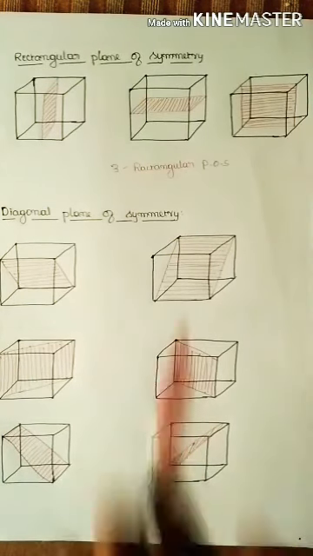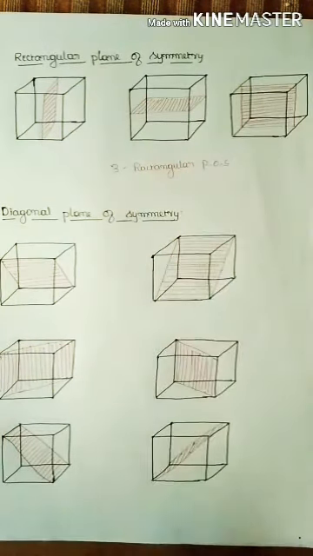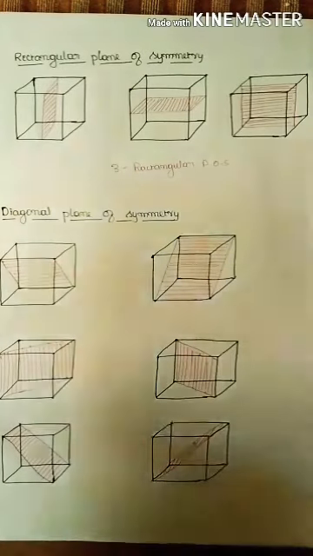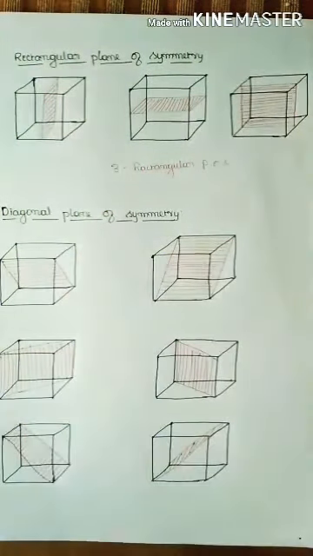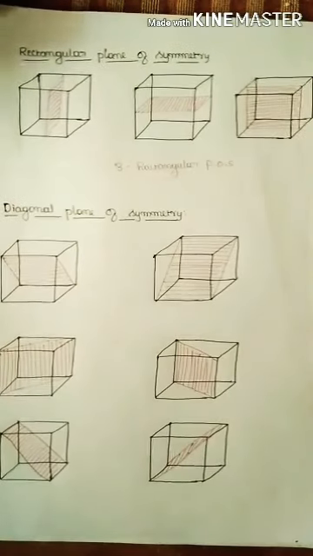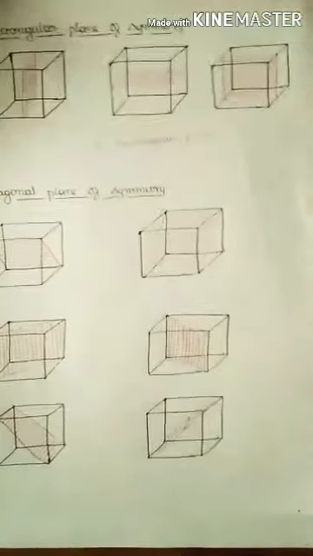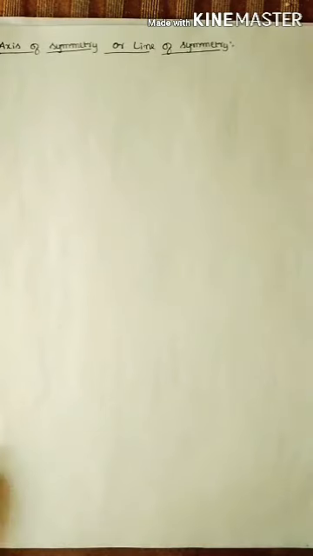So as a whole, with the 3 rectangular planes and 6 diagonal planes of symmetry, in the case of a cubic crystal system, there will be a total of 9 planes of symmetry. And now we shall go to the next symmetry element, that is the axis of symmetry, which is also called the line of symmetry.